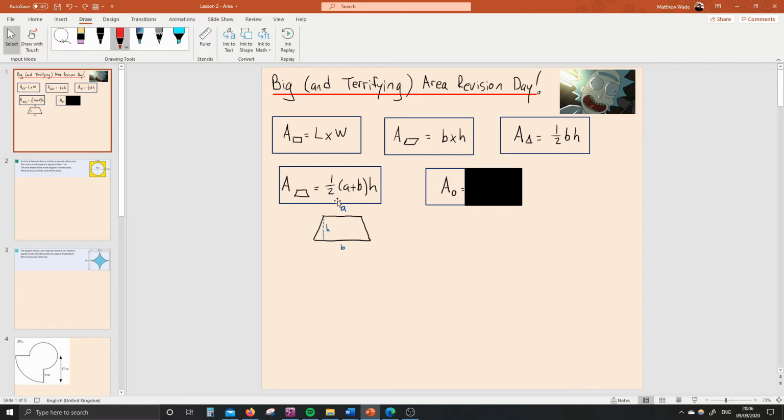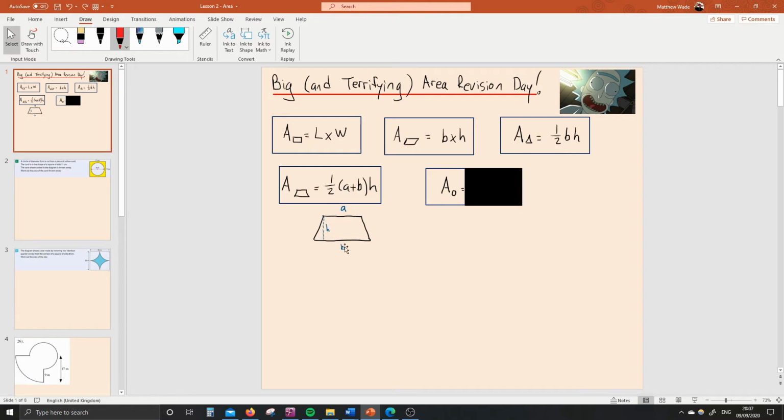Here's your song. It's half the sum of the parallel sides times the distance between them. That is how you find the area of a trapezium. Yes, now I'm a proper YouTube celebrity, so there you go. But that's your little song. That'll help you remember. Half the sum of the parallel sides times the distance between them.